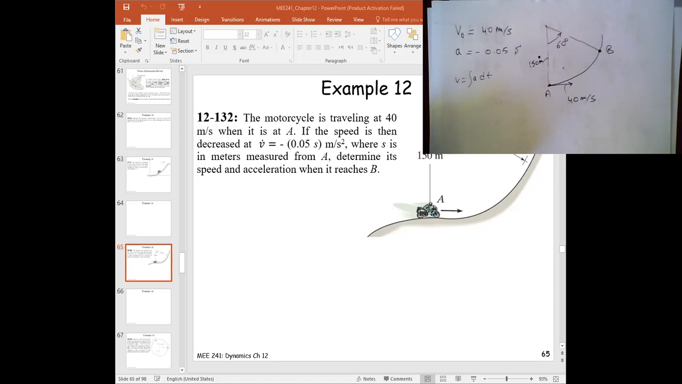Yes, Samir, can you tell us how I can find the velocity at point B? Doctor, if we want to integrate the acceleration, shouldn't it be in terms of time? Yeah, but unfortunately, they didn't give us acceleration as a function of time. So how can I convert this acceleration?